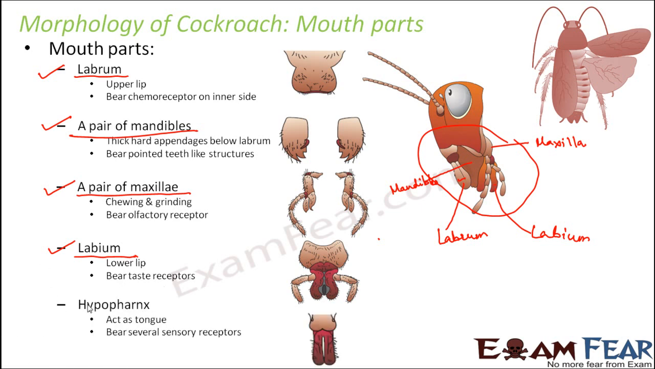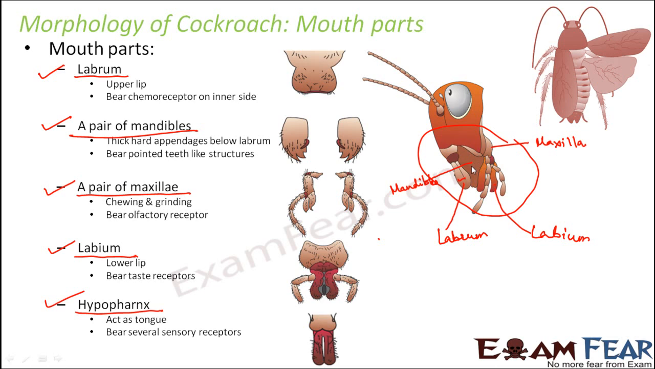And the last one is hypopharynx. Hypo means lower, pharynx is the pharynx, we all know, right, which helps in swallowing in case of human beings. So similar kind of a structure is present here as well, but here it acts as a tongue. So we can say that it is analogous to the tongue which is present in human beings, and it bears several sensory receptors. So it can sense so many things. So where is hypopharynx located? Hypopharynx is basically enclosed by all other parts of the mouth. So it is located somewhere in the center.